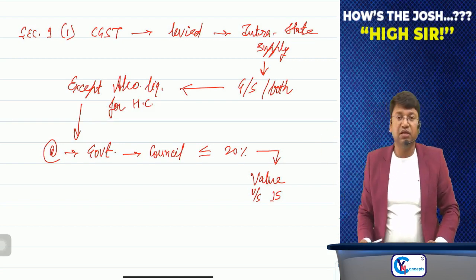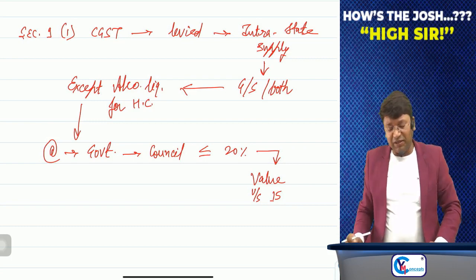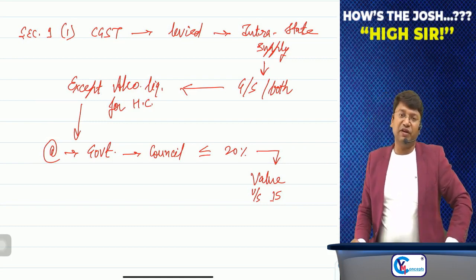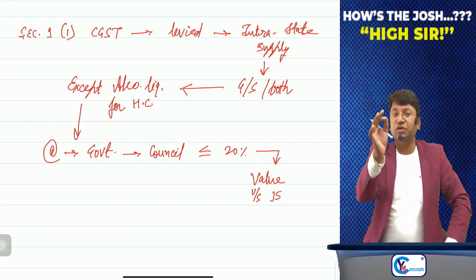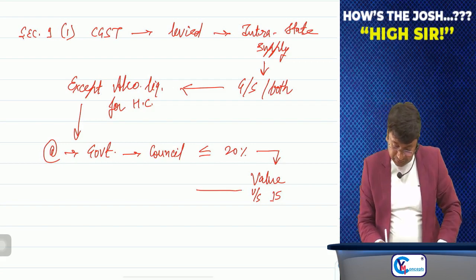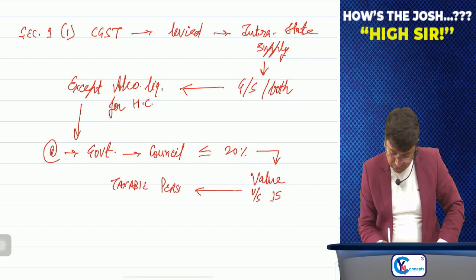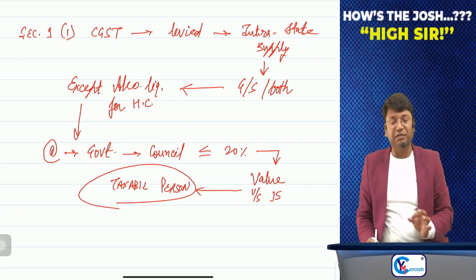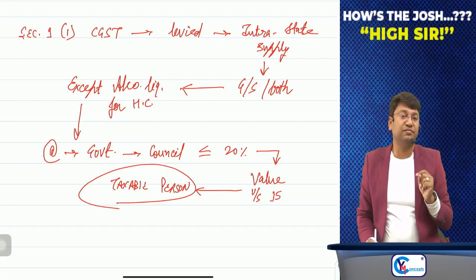Okay, sir, CGST will be levied on intrastate supply of goods or service or both except alcohol liquor for human consumption at the rate notified by the government. But sir, not more than 20% of what? Value of such goods or service or both, and it shall be payable by a taxable person. Sir, taxable person is defined.